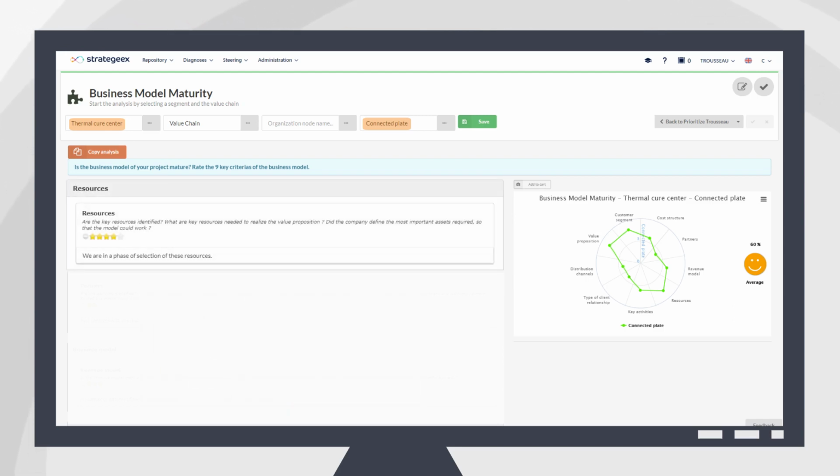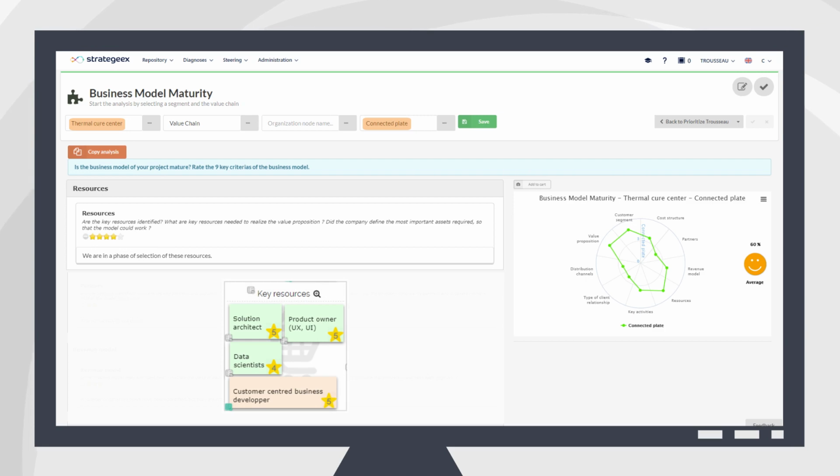The fourth item concerns resources. Are they identified? Which ones are essential to the production of your value proposition? For the example of trousseau, we are in the process of selecting our resources. We have evaluated their costs. Our progress is proven, so we assign 4 stars to this item.